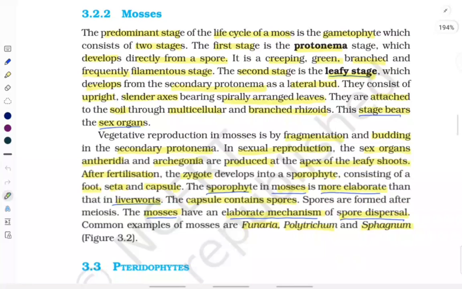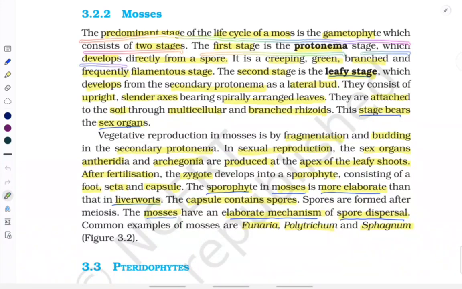Let's learn about mosses now. The predominant stage of the life cycle of moss is the gametophyte, which consists of two stages. The first stage is the protonema stage, which develops directly from the spore, and it is a creeping, green, branched and frequently filamentous stage. The second stage is the leafy stage, which develops from the secondary protonema as a lateral bud. It consists of upright, slender, spirally arranged leaves attached to the soil with multicellular branched rhizoids. This leafy stage is the one that contains the sex organs.